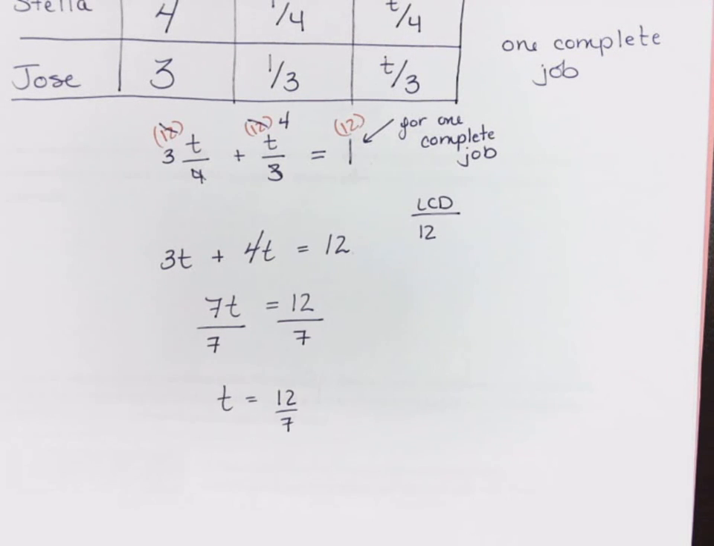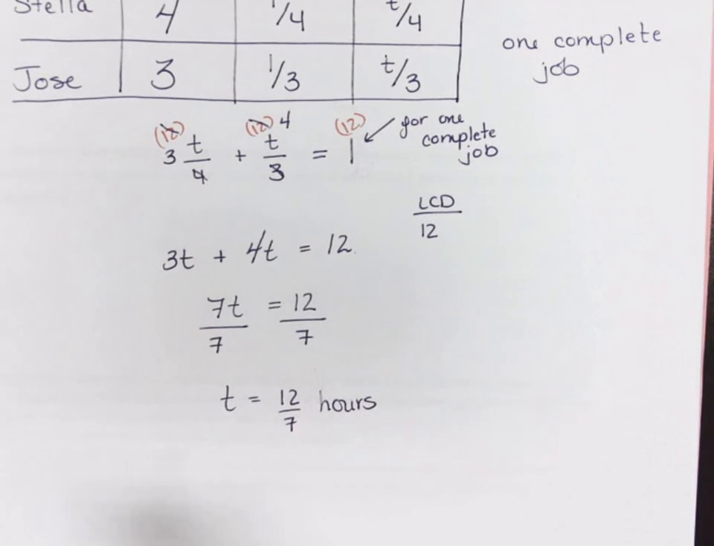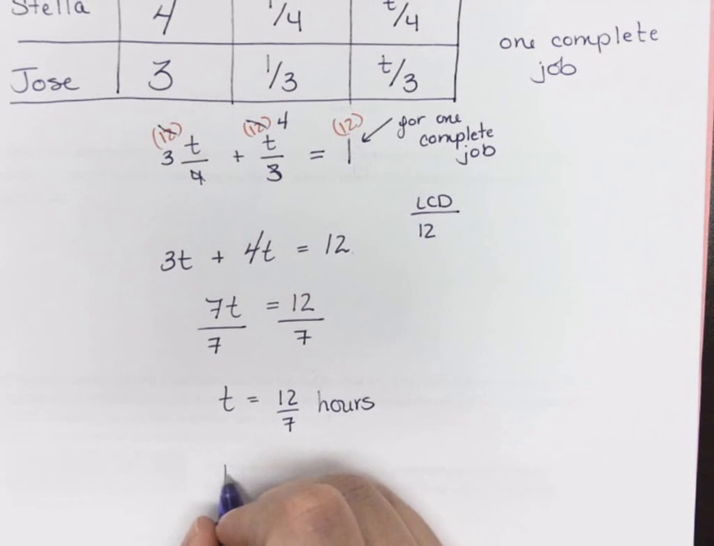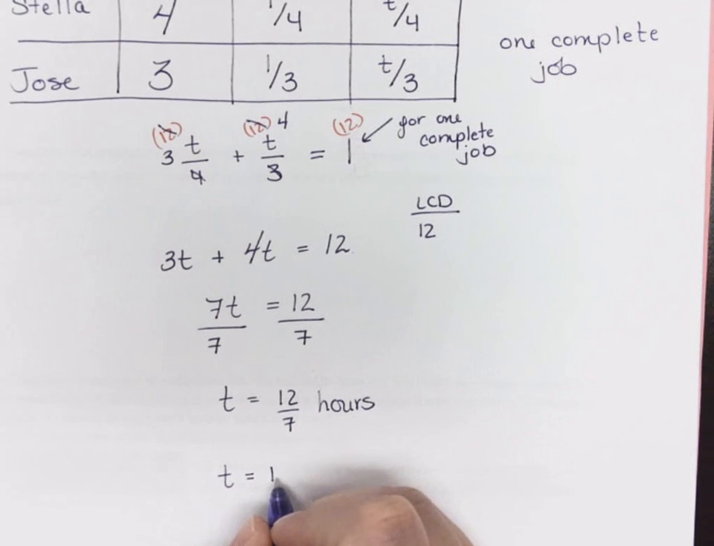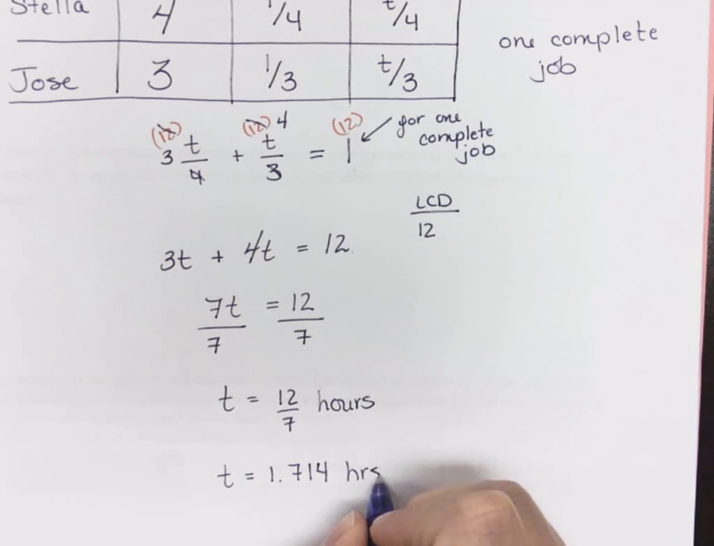And what is our units of measure here? Time. Hours, okay. Would it make sense for you to switch it to a decimal? Would that make more sense to you guys? So T equals 1.714 hours. I don't know why I picked 3 decimal places, but that's what I went with.